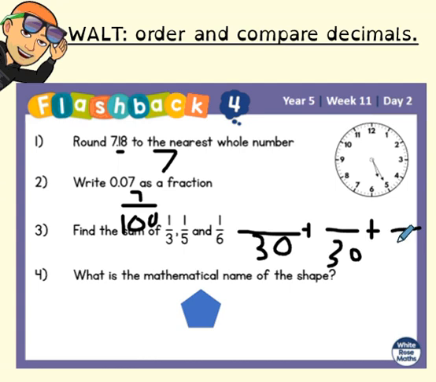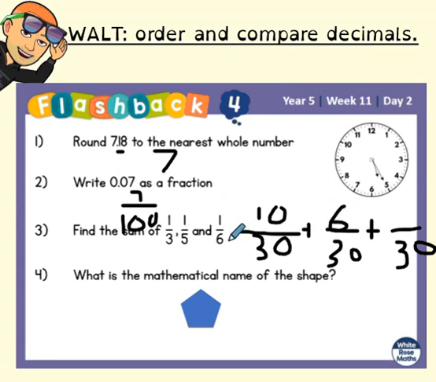I'll have to put the answer over here when I'm done. So how do I get from 3 to 30? I times it by 10. So I times the numerator by 10. 1 times 10 is 10. How do I get from 5 to 30? I times it by 6. I do the same on my numerator. 1 times 6 is 6.